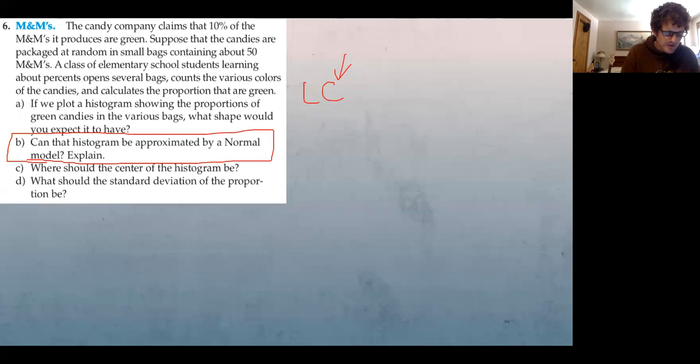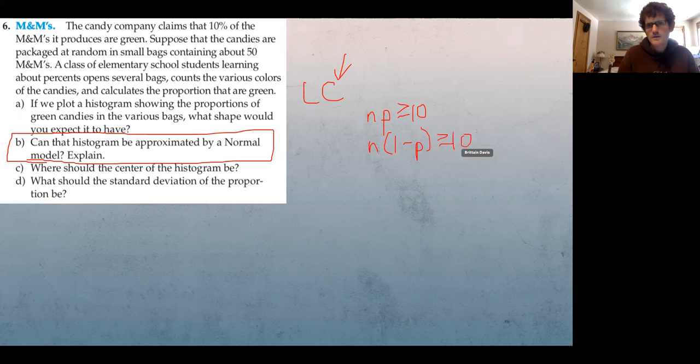The large counts condition says that the number of successes, n times p, has to be greater than or equal to 10. But on the same thing, the number of failures, n times 1 minus p, has to be greater than or equal to 10. So now I realize that I've got a sample size of 50 in this bag. So it's going to be 50 times the probability of success, 0.1, which has to be greater than or equal to 10. 50 times 0.1 is 5.